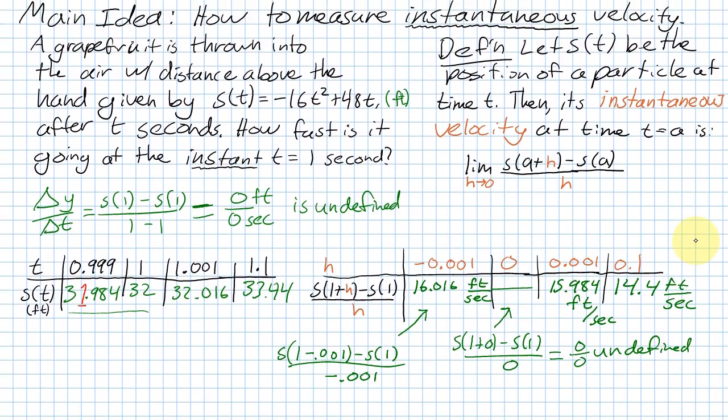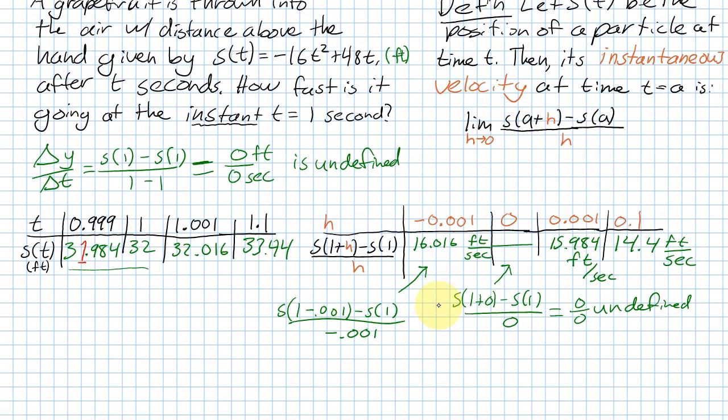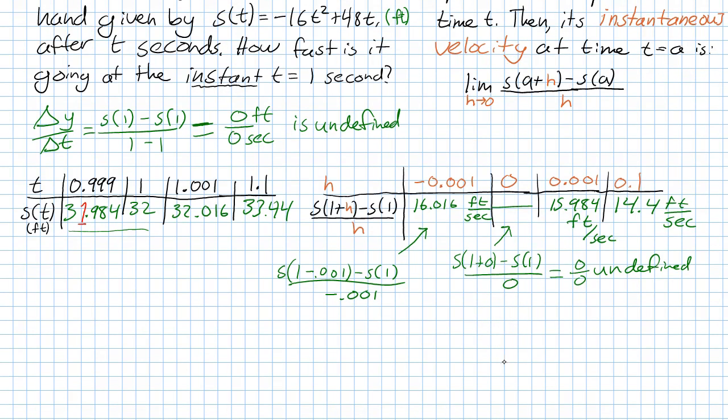All right, so what can we take away from this to actually answer the question we have here, like how fast was it going at that 1 second, and we're using this limit to do that? Well, we can see for this very small fraction of time before, it was going a little bit faster than 16 feet per second, and then for 0.001 seconds after it, it was going slightly slower than 16 feet per second, and then over a 0.1 second interval, it was going 14.4 feet per second.